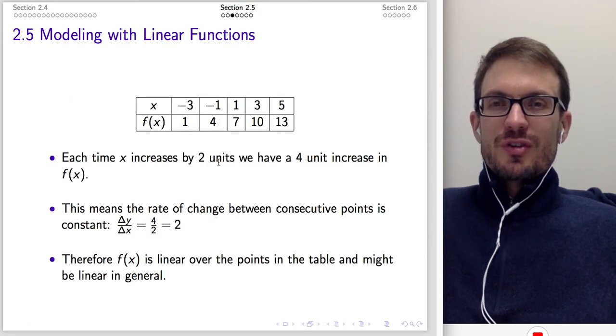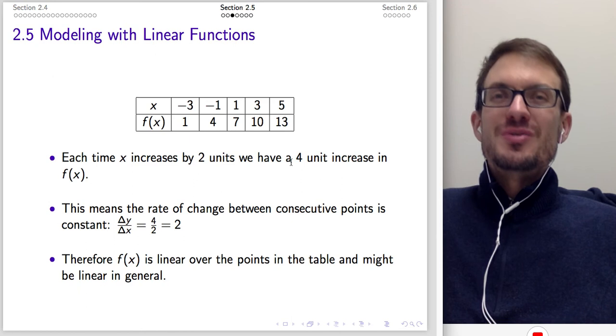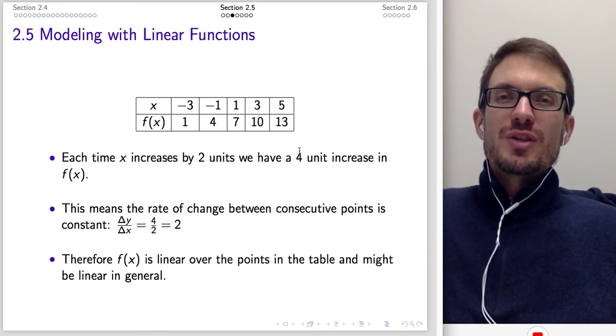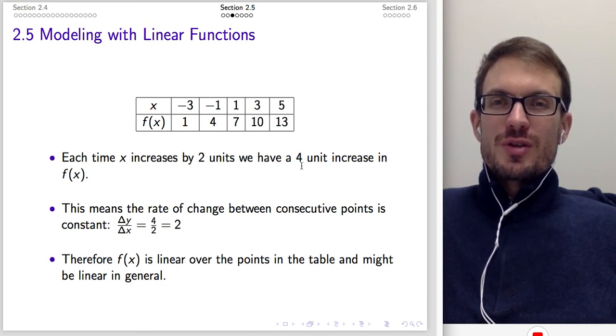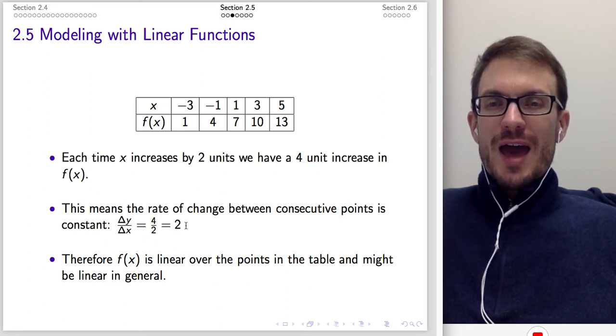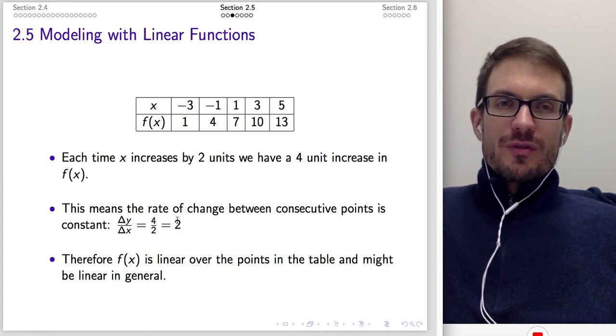Each time x increases by 2, we have a 3-unit increase in f of x. We see this, right? 1 plus 3 is 4, 4 plus 3 is 7, 7 plus 3 is 10, plus 3. We have a 3-unit increase in f of x. This means the rate of change between 2 consecutive points is 3/2, right? So 1.5 rather than 2. That's irrelevant for our conclusion.